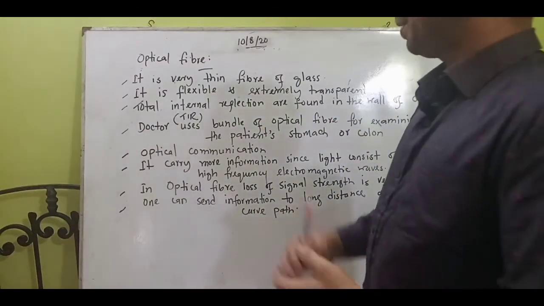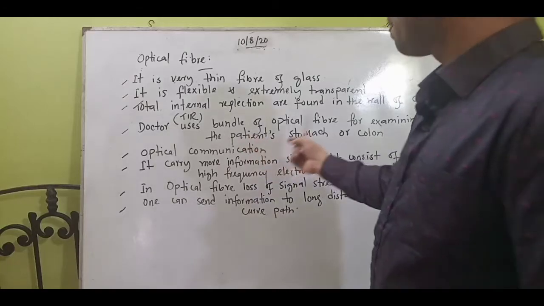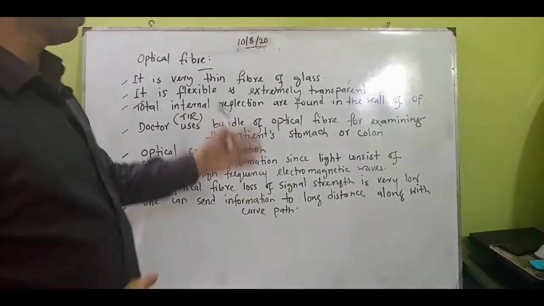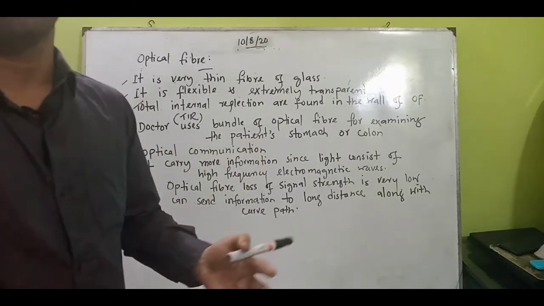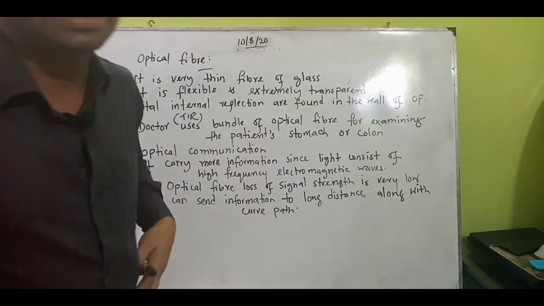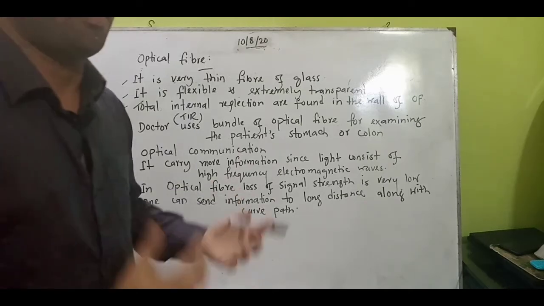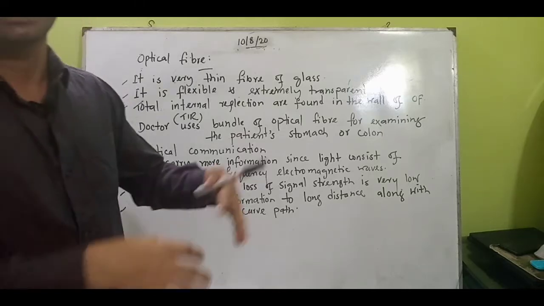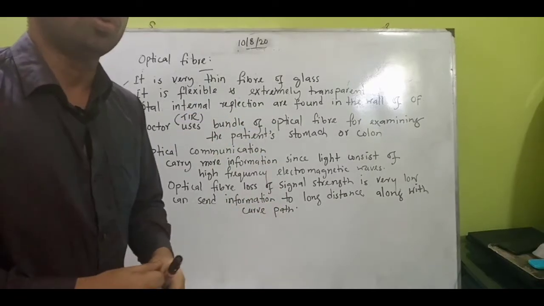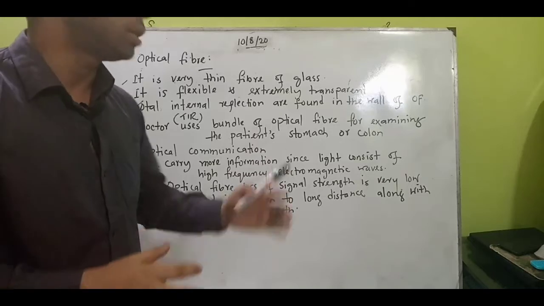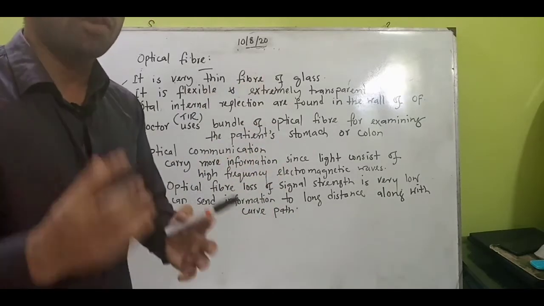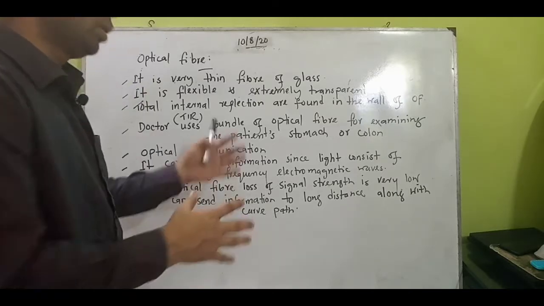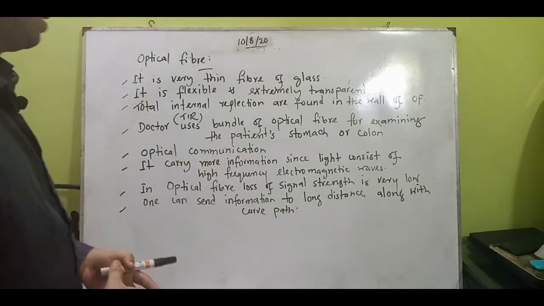Doctors use a bundle of optical fiber. Doctors always use a bundle of optical fiber for examining the patient's stomach or colon. Sometimes inside the stomach an ulcer or many other infections can happen, but X-rays and other rays cannot always give a good result. At that time, doctors use these bundles of optical fiber for examining the patient's stomach and colon. So this is also very important for medical uses.